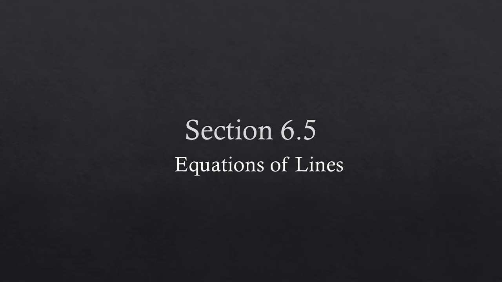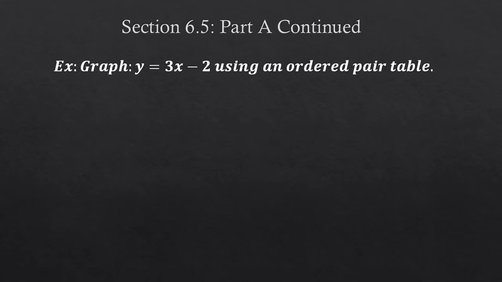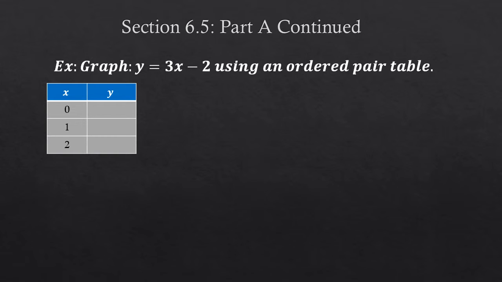Section 6.5, Equations of Lines. Graph y equals 3x minus 2 using an ordered pair table. This is basically similar and exactly what we just finished doing in the previous section. So therefore, we have 3 known x's, which means we need to find the 3 unknown y's. So we will use 0 first. So y equals 3 times 0 minus 2, which is 0 minus 2, which is negative 2. So the missing half of that point was negative 2.